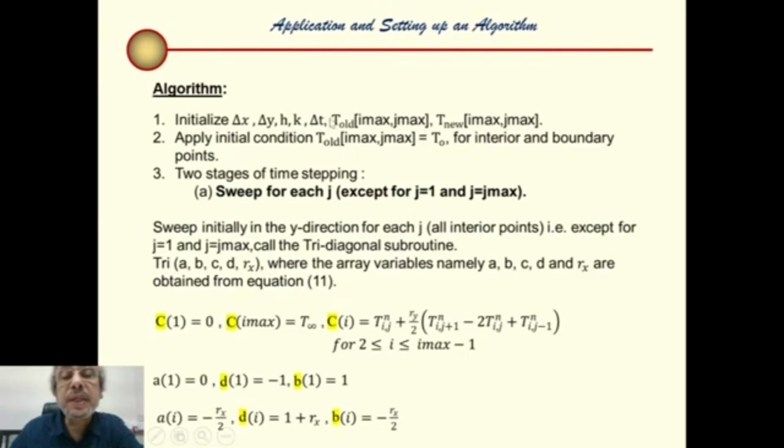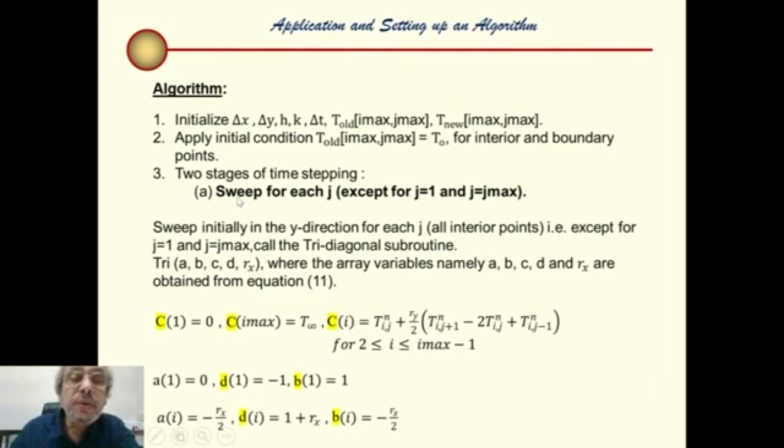This is a subscripted array we declare, and t new, another subscripted array we declare, and the dimension of these arrays is the maximum points in the i and j directions. Apply the initial condition: t old i max j max equal to t naught. That means the initial temperature, which is higher than the ambient temperature.